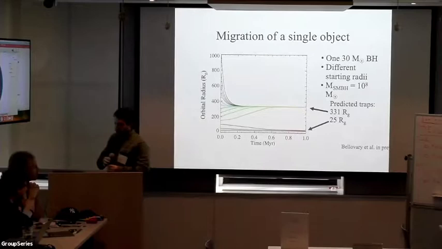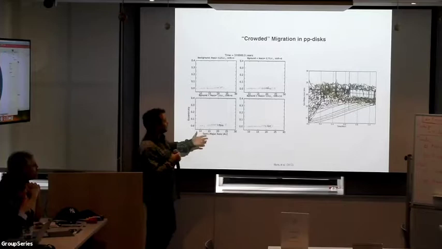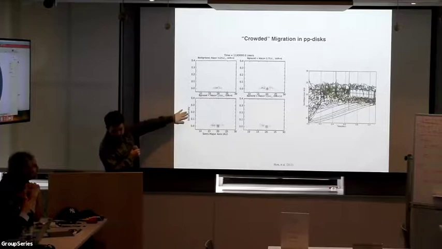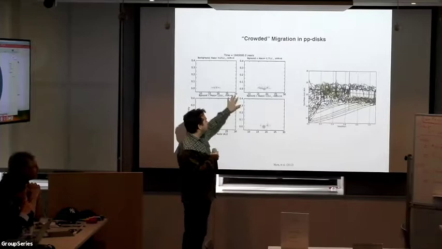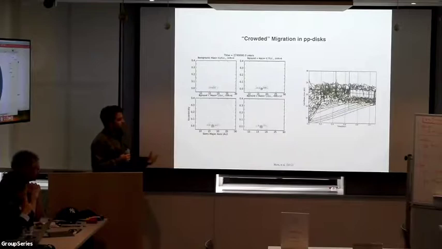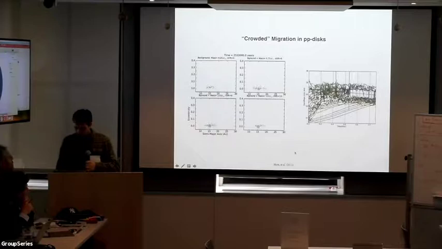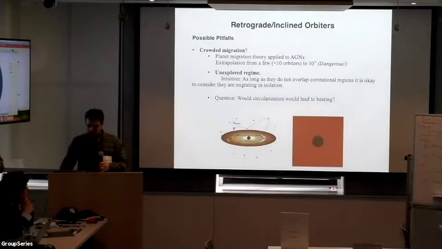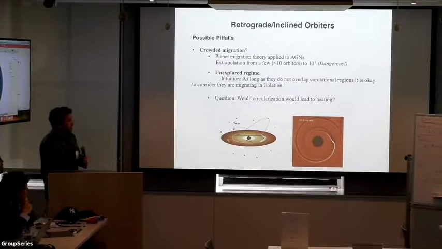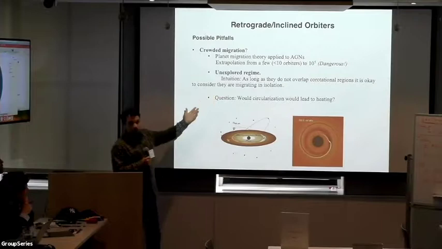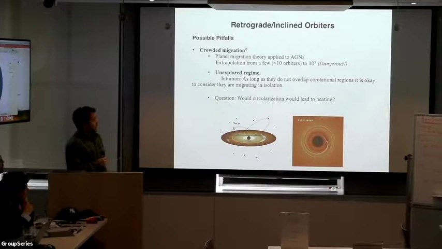We did that for protoplanetary disks, and as you add many orbiters, this is essentially what you get in the end. What you're seeing here is the eccentricity and the distance from the star, and here is how the distance changes in time. This was crowded in protoplanetary disks, even though we only have 10 orbiters there. Imagine what would happen if you had 100,000, as we expect in AGN disks. In this case, we don't know exactly what would happen. I think that's one avenue that must be explored with models: what happens when you have crowded migration?